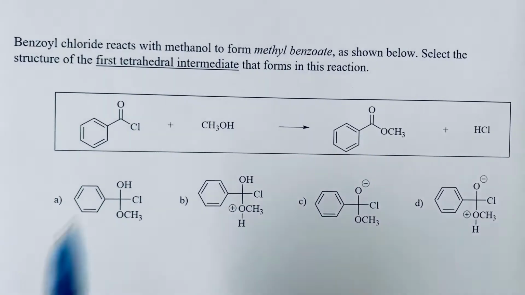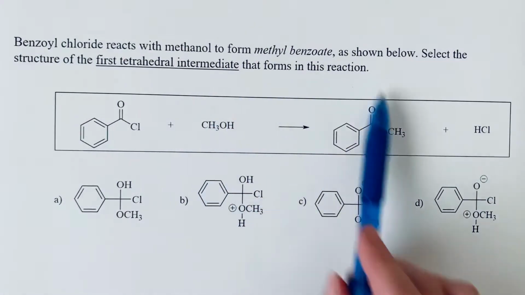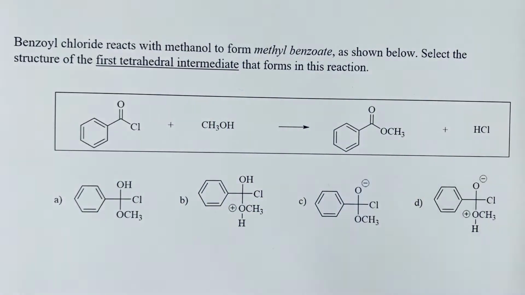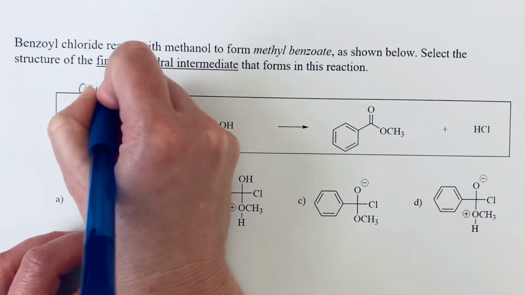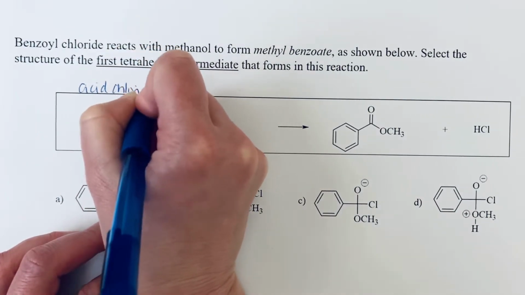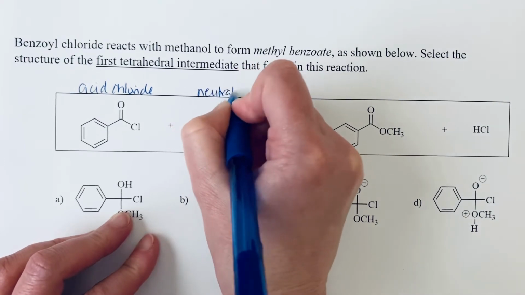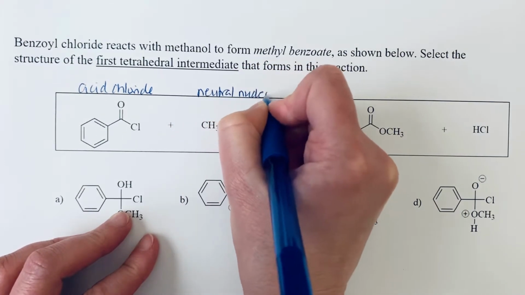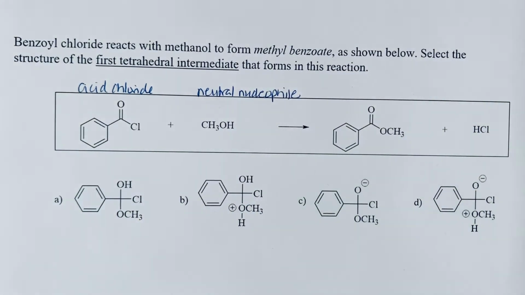So benzoyl chloride, that's this starting material, reacts with methanol to form methyl benzoate as shown below. Select the structure of the first tetrahedral intermediate that forms in this reaction. So we have an acid chloride, and if we have methanol, we have a neutral nucleophile. So we have a common pattern for these nucleophilic acyl substitution reactions.